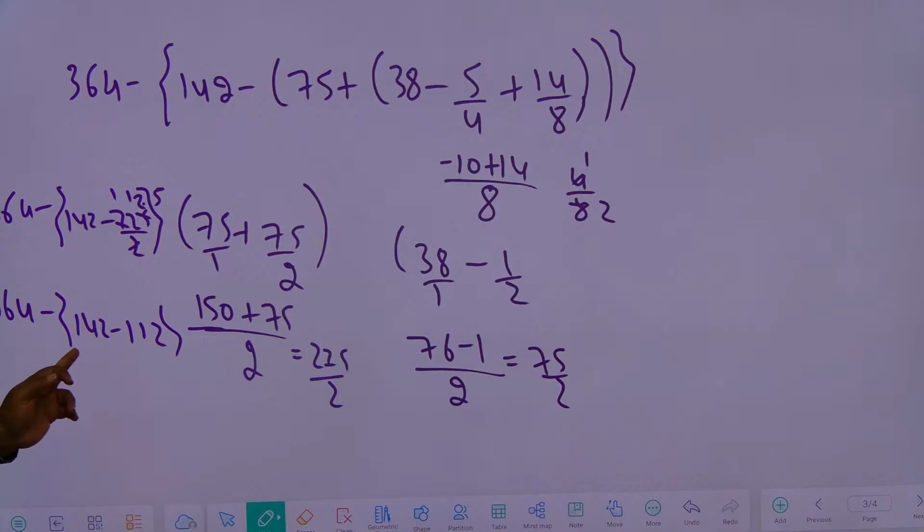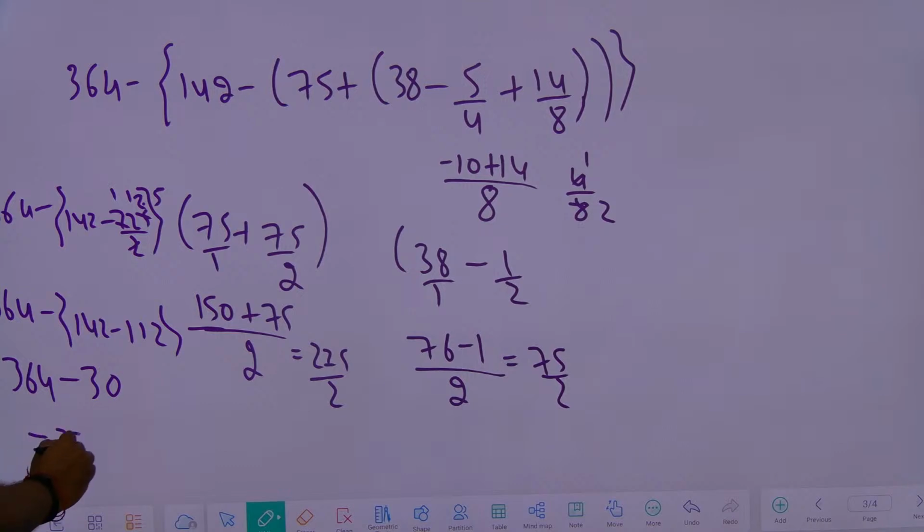Which is the bigger number? 142. So plus, I should keep 30. Just 30. Okay, here we are having minus. Outside what we are having? 364. So 364 minus 30, 334. Very simple. We will get the answer as 334. If you take this as 0.5 also, we will get 333.5, something like that. Okay, clear? So you will approximate and write it as 334. Got it? Clear? Okay.